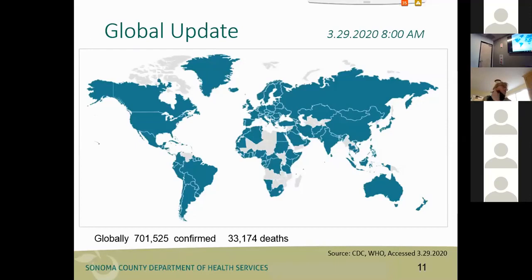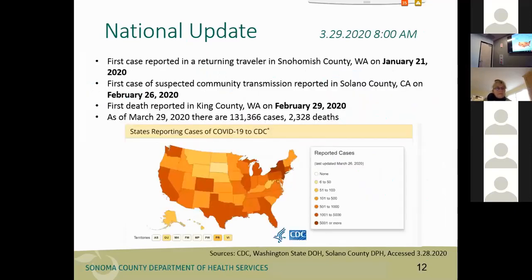Okay, next I want to move on to the current situation. So globally, there are 701,525 confirmed cases with 33,174 deaths. And then in the United States, a little bit about our timeline. Specifically, the first case was reported in a returning traveler in Snohomish, Washington on January 21st, 2020.